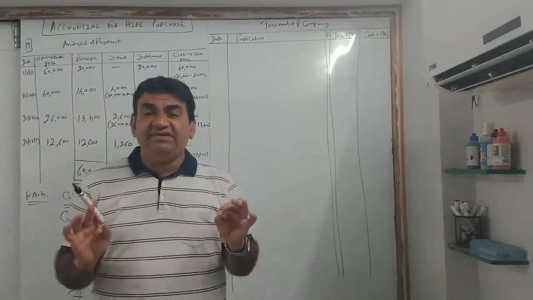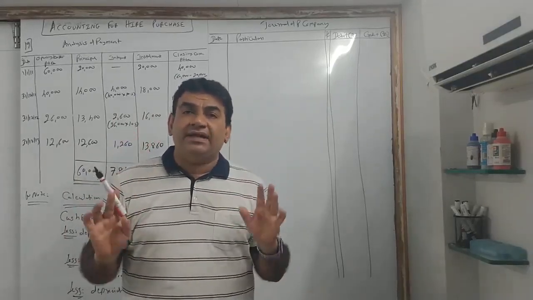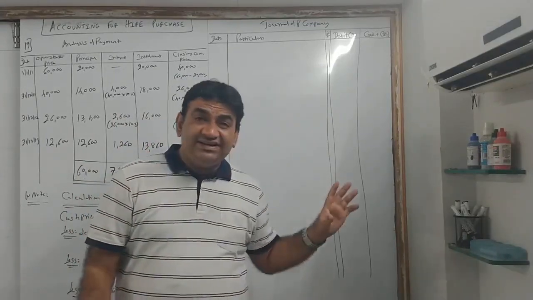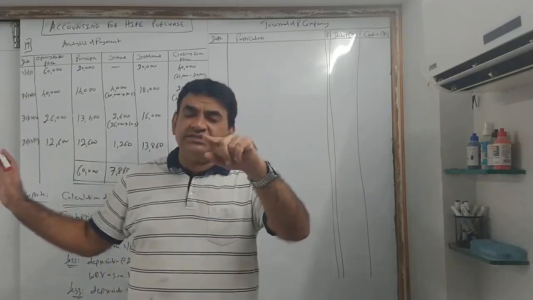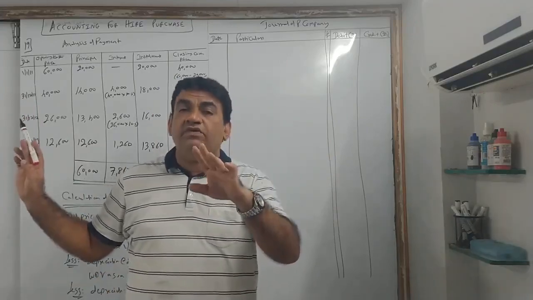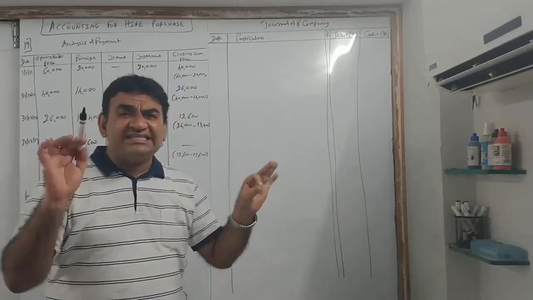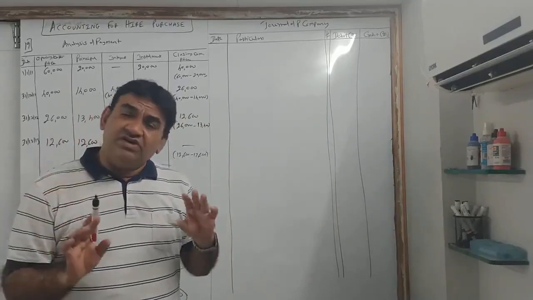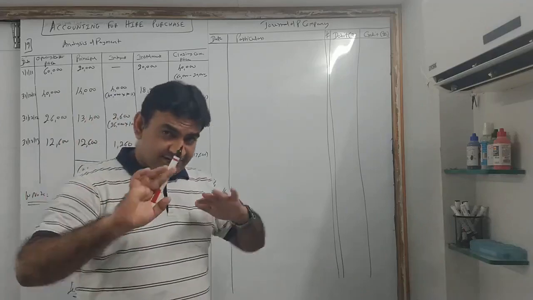There are 6 entries to be passed for the first year in the books of buyer. Total 6 entries, not more than that. In the second and third year, a couple of entries will reduce. But let's see the first year entries. Understand very logically. I am making it very simple. I am going very slow. That is the reason I discontinued the first video, so that I can take this at a stretch.